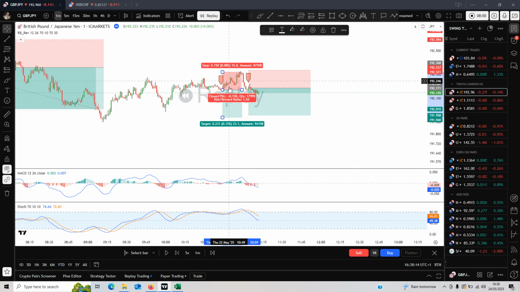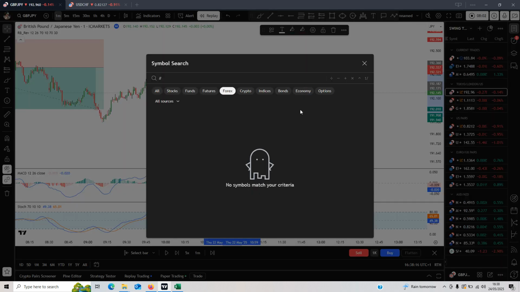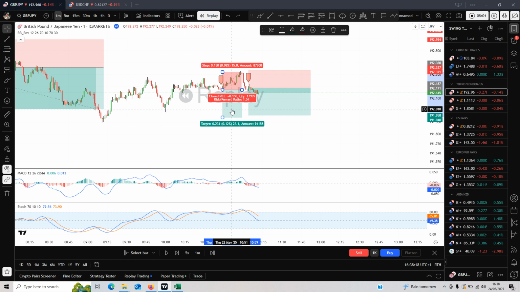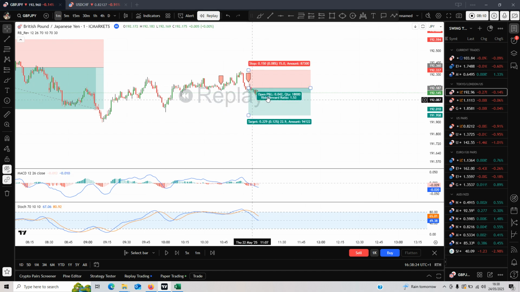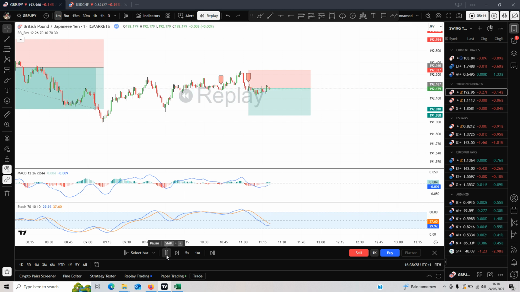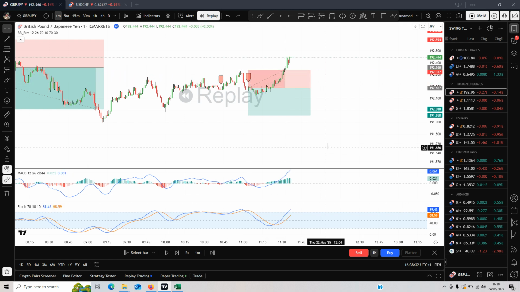Don't forget, this trade never happened. So, sorry. This trade never happened. So, we wouldn't have taken that anyway. But this one I would probably take. And we'll see what happens. And we get stopped out.